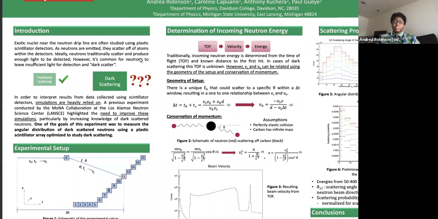In order to interpret results from data collected using scintillator detectors, simulations are heavily relied on. And previous experiments have highlighted the need to improve these simulations, particularly by increasing our knowledge of dark scattered neutrons. So, one of the goals of this experiment was to measure the angular distribution of dark scattered neutrons using a plastic scintillator array optimized to study dark scattering.